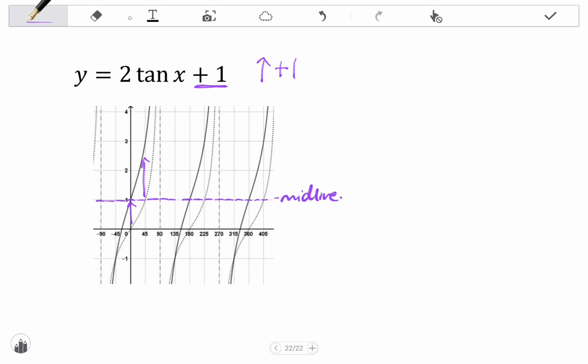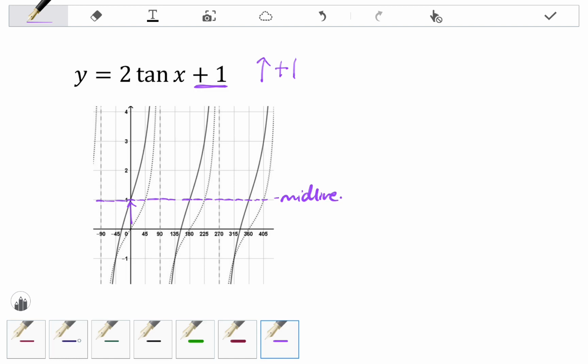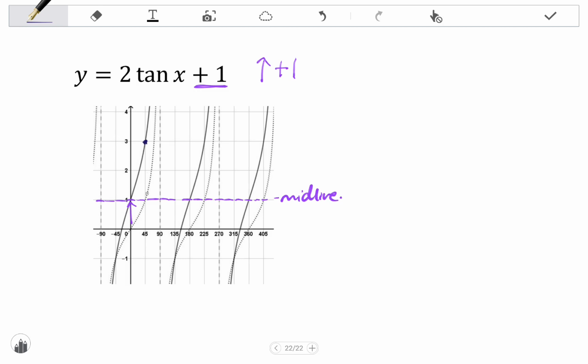So if I want to calculate the a value, I look at the 45-degree angle and the distance of the graph to the midline at 45 degrees. 3 minus 1 is 2, and that is our a value.